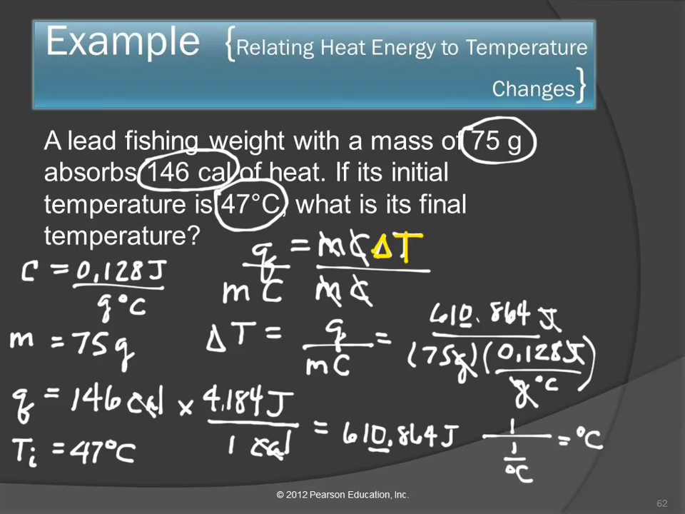So I've still got 610.864 in my calculator. I'm going to divide by 75. You need to be careful here. You need to divide by 0.128. If you really, really want to multiply by 0.128, then you need to put parentheses around this whole thing down here. You need to put parentheses around this when you enter that into your calculator.